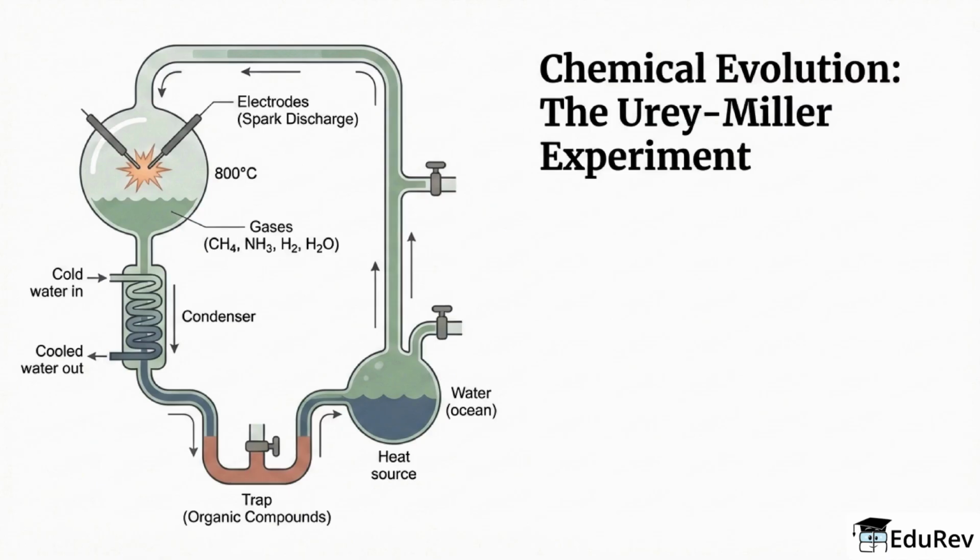The Urey-Miller experiment models early Earth chemistry by sending an electric spark between electrodes through a mixture of gases: methane, ammonia, hydrogen, and water vapor, then condensing the products so organic compounds collect in a trap. A heat source and circulating water mimic primitive ocean atmosphere cycles.